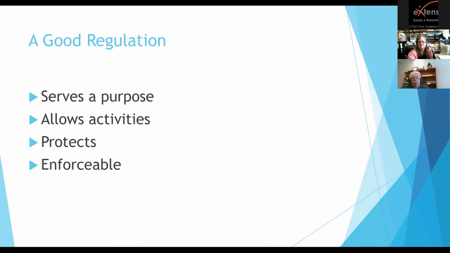So, in summary, good regulations have certain things in common. They serve a purpose, they allow the activities to occur, they protect the resources that need to be protected, or the people or property that need to be protected. And more importantly, they're enforceable, so that we're dealing with not only zoning laws, but laws that can be enforced. With that, I'll stop the presentation.